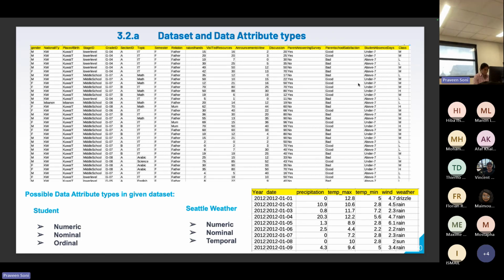17. Good. You know the data attribute and column are the same thing. We get information very quickly after seeing the data, like data attribute type, number of rows, and number of columns.